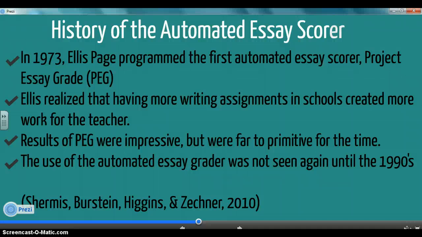It's called the Automated Essay Scorer. In 1973, Ellis Page programmed the first automated essay scorer, Project Essay Grade. Ellis realized that with new standards came more writing assignments, and with more writing assignments, the pile of papers on teachers' desks continued to pile up. As a result, Ellis Page instituted his Project Essay Grade. The results were impressive, but were far too primitive for the time. The use of the automated essay grader was not seen again until the 1990s.